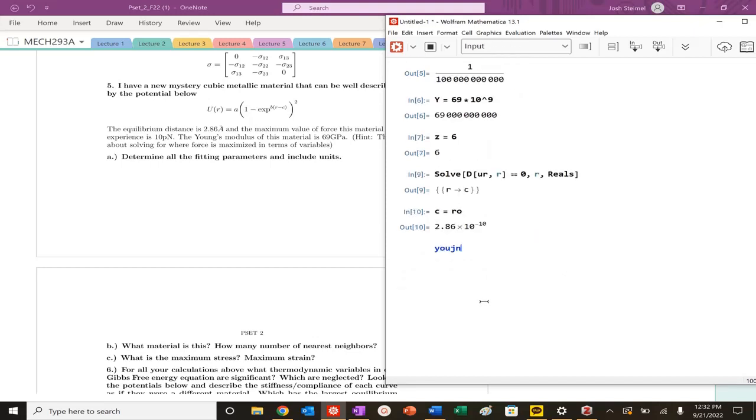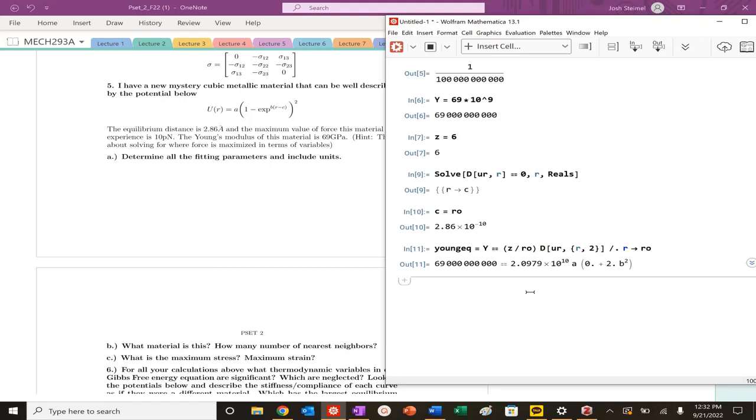We're also given our Young's modulus expression. So I'm going to say Young equation: Y is going to be equal to Z over R naught times the second derivative of U(R). And then I'm going to evaluate this where R goes to R naught. We also know the value of our maximum force.